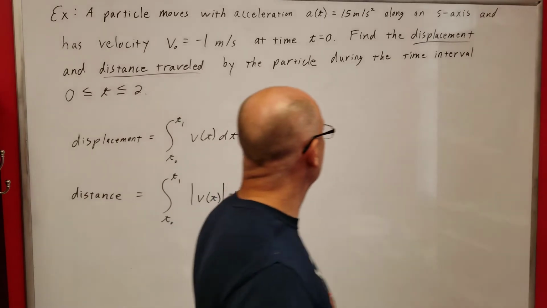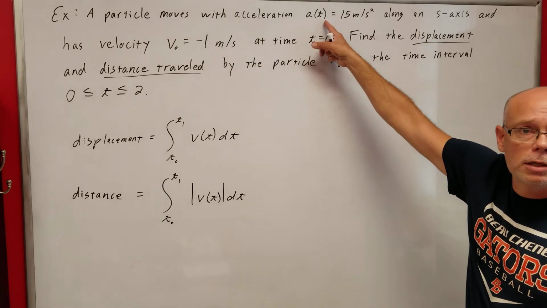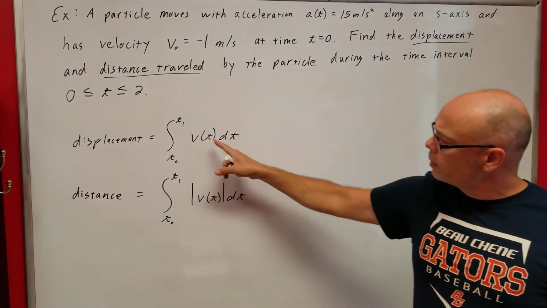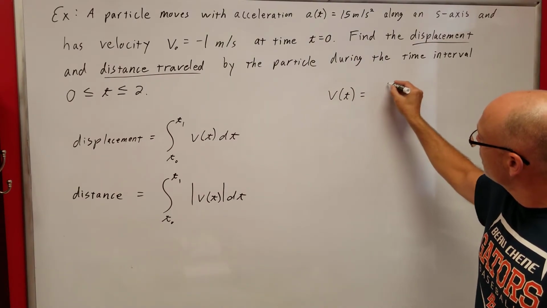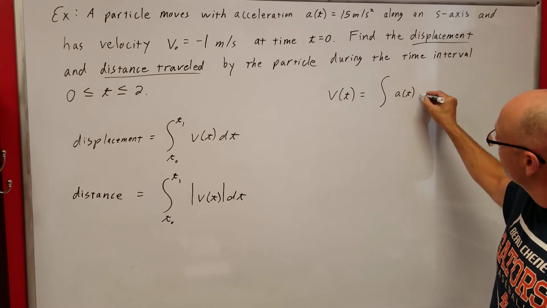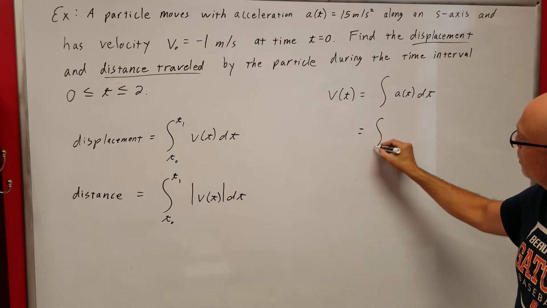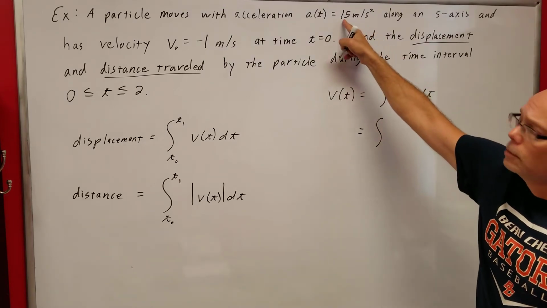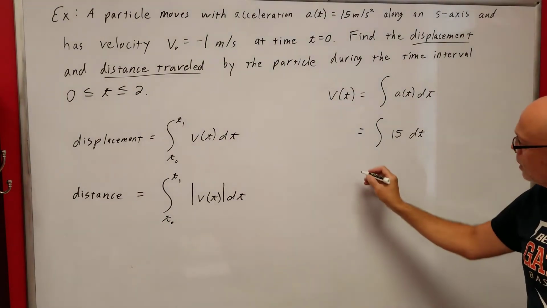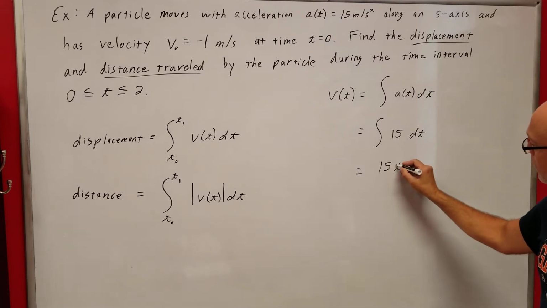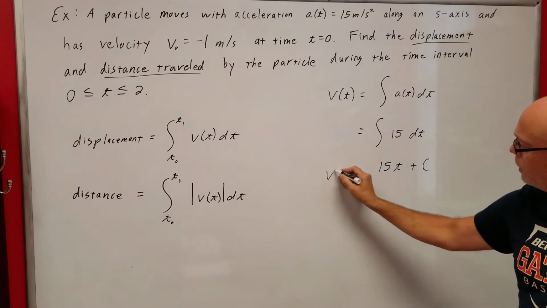All right, so I do not have the velocity function, but what do I have? The acceleration function. So to find my velocity function, all I have to do is integrate my acceleration function, right? So let's see. The integral of a of t. What is a of t? 15, right? What's the integral of 15 with respect to t? 15t plus c. That's my v of t, right?